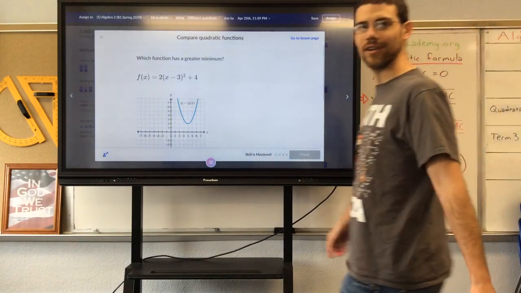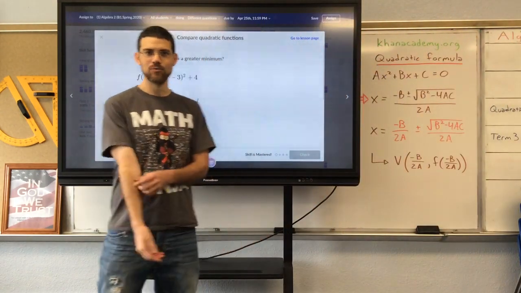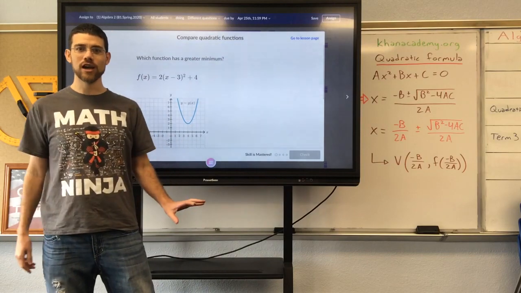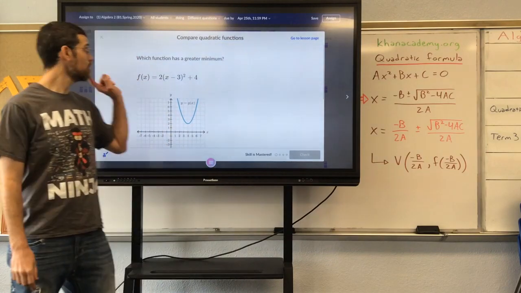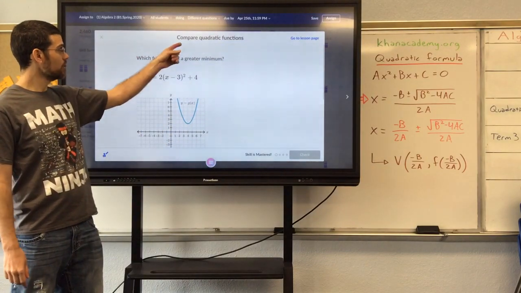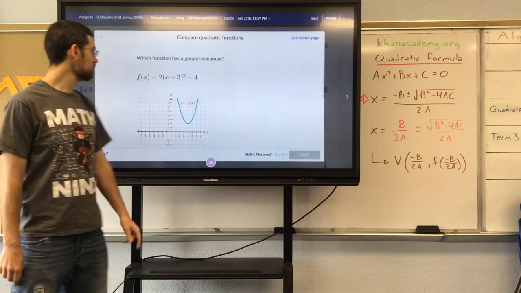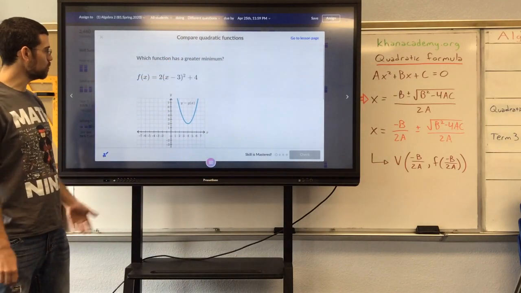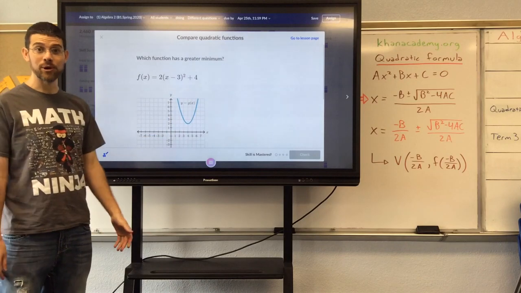Welcome back. We are in Khan Academy under Algebra 1. The unit is quadratic functions and equations. We are looking at the skill compare quadratic functions. Here's the question. Which function has a greater minimum?